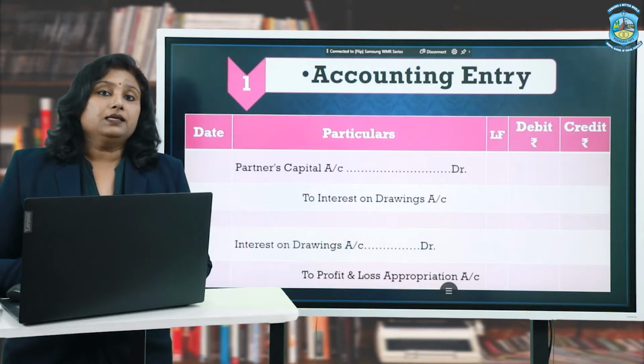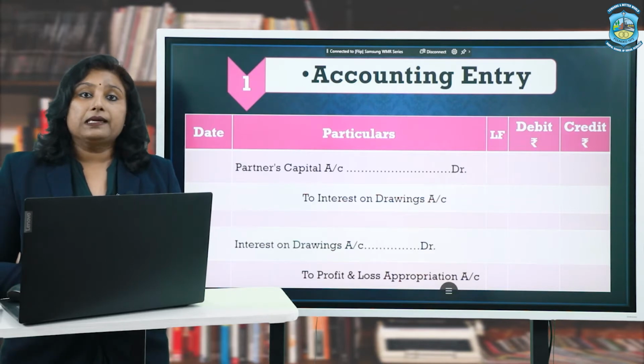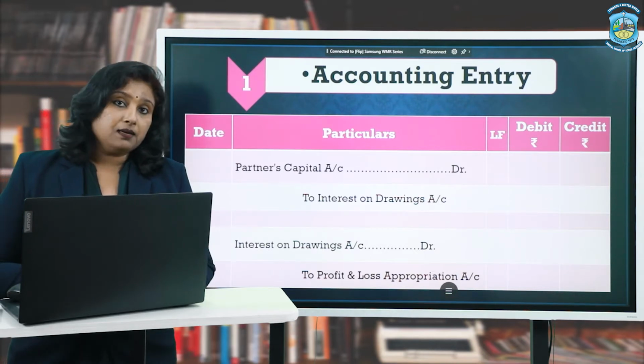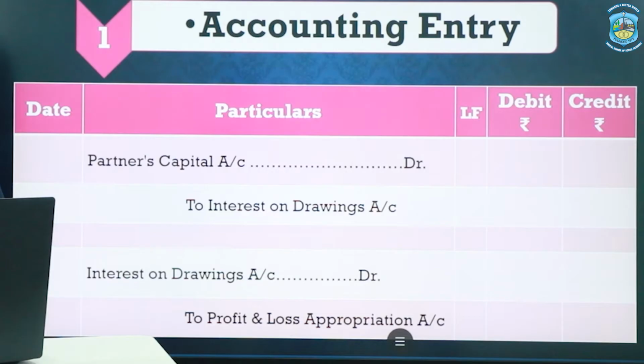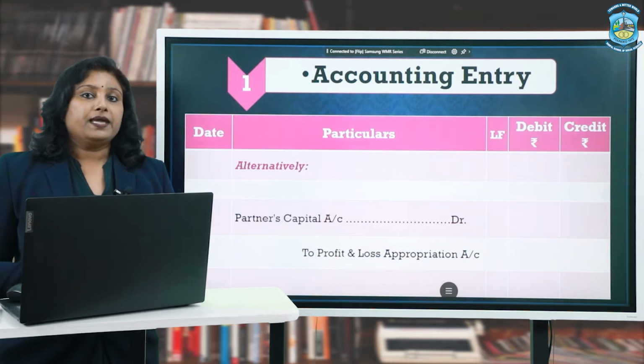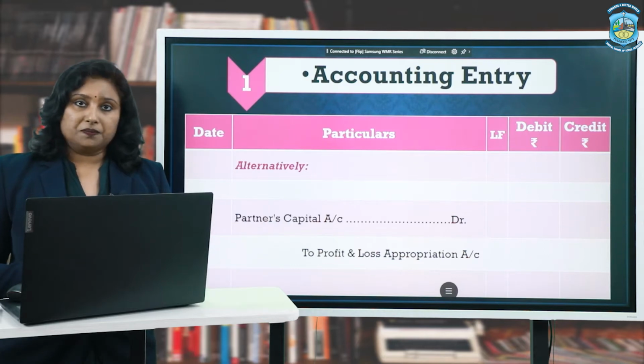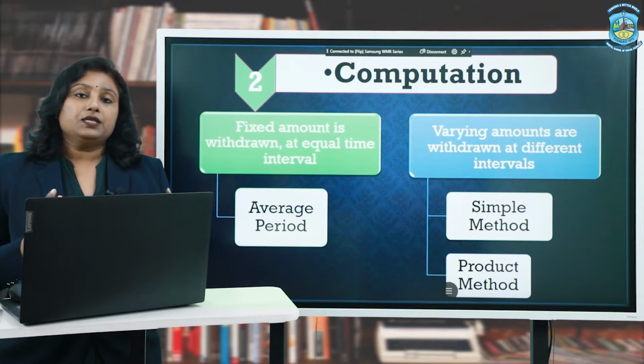Well, as I said, it is an income for the firm, and hence this interest on drawings should be credited, and thus it reduces the capital of the partners. Therefore, for charging interest on drawings on the partners' capital, the very first entry would be partners' capital account debited to interest on drawings. Now, as this income is a nominal account, it has to be closed, and thus it is transferred to P&L appropriation account. So the very next entry for the transfer is interest on drawings account debited to P&L appropriation account. If we combine both the entries, we get an alternative entry, and that is partners' capital account debited to P&L appropriation account.